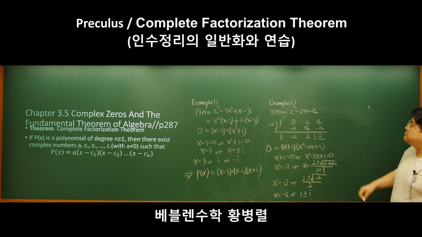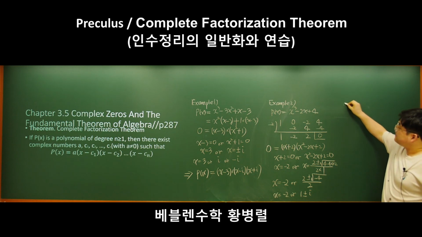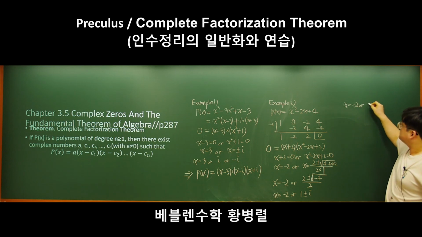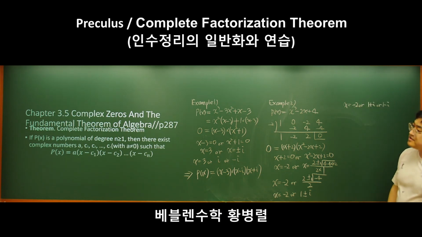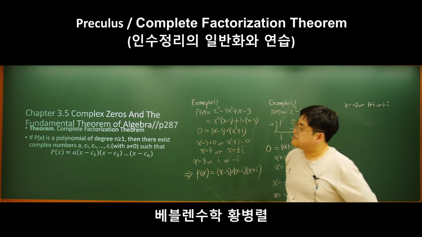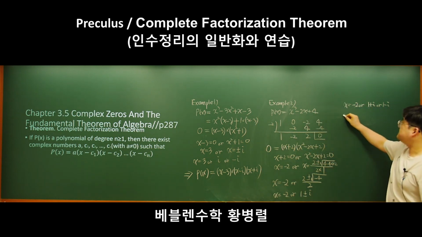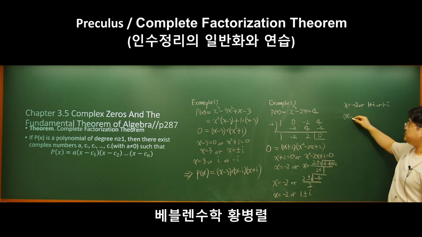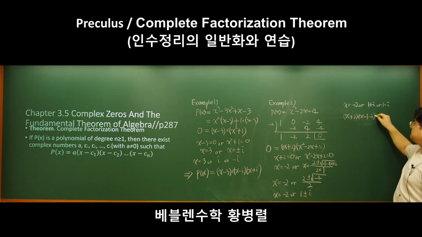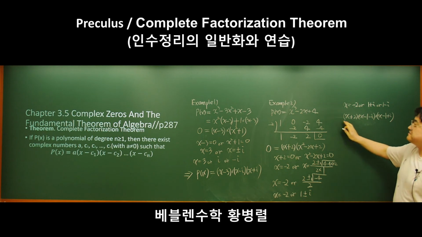Then all zeros of this polynomial are negative 2, or 1 plus i, or 1 minus i. Then by the complete factorization theorem, this polynomial can be factored as (x plus 2) times (x minus 1 minus i) times (x minus 1 plus i). This is the factorization of this polynomial.